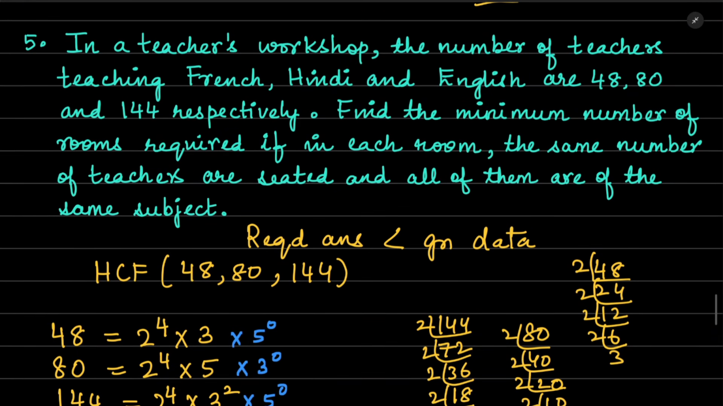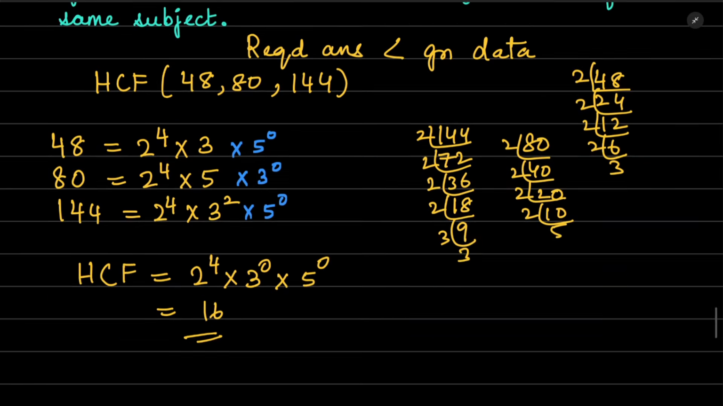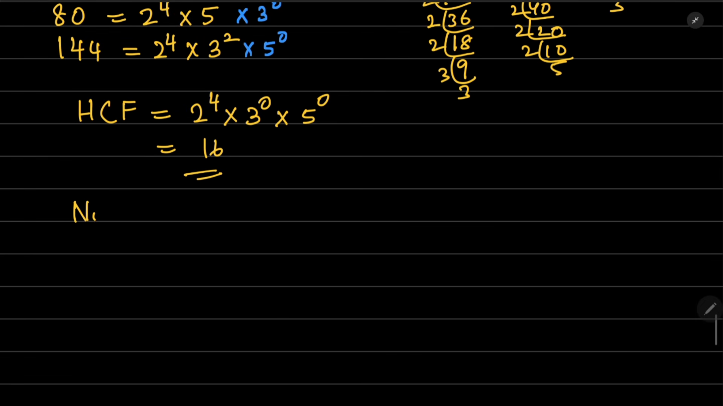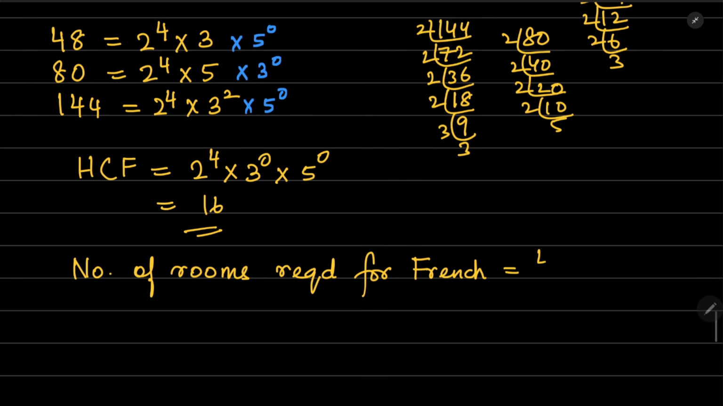Now you have to find the minimum number of rooms required. Okay, so 48 is for French. So the number of rooms required for French will be 48 divided by 16. Right? So you will get 3 rooms.